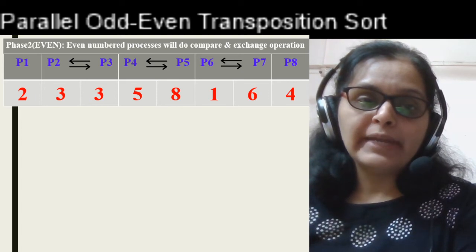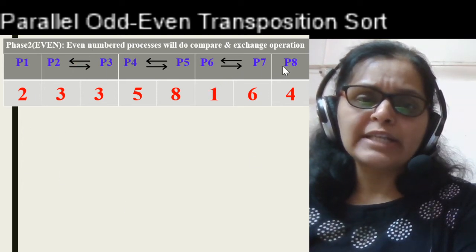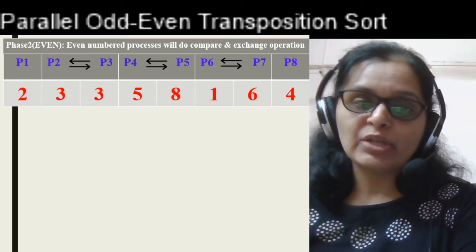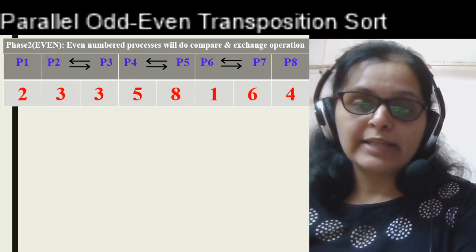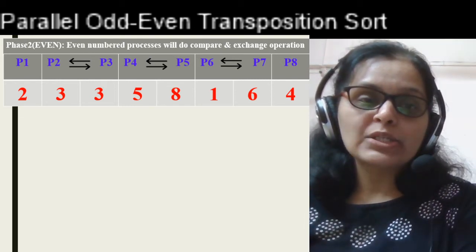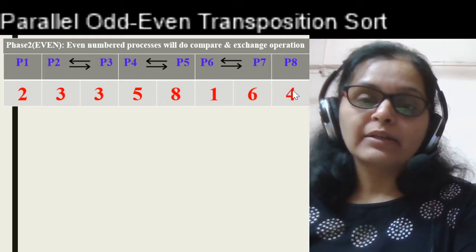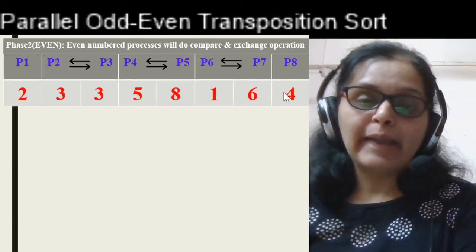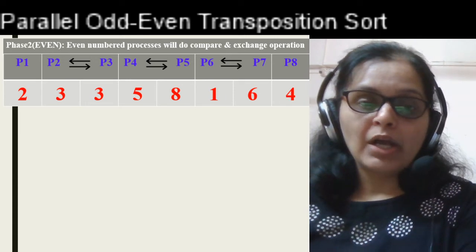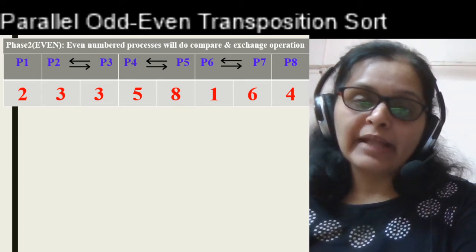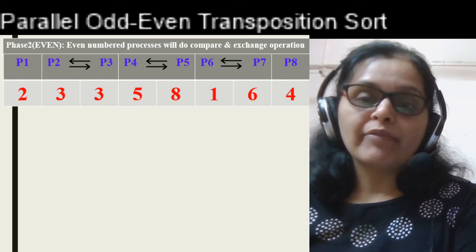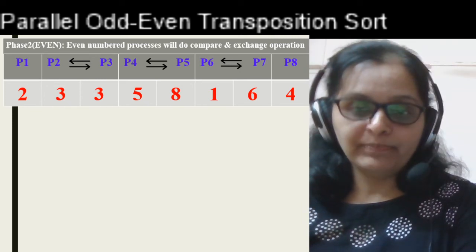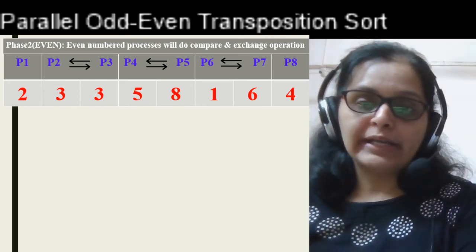students, it is P8. Yeah, it is P8, but it is not taking part in the compare and exchange operation. Why? Because it is not having its immediate neighbor. It is the last process. So the element which that process is having, that is 4, is kept as it is. I hope you understand. And this will repeat, and after n phases you are getting the results. Like in this case n is equal to p is 8.